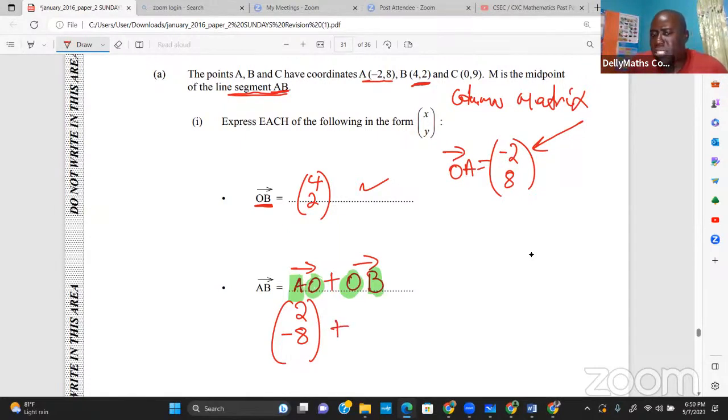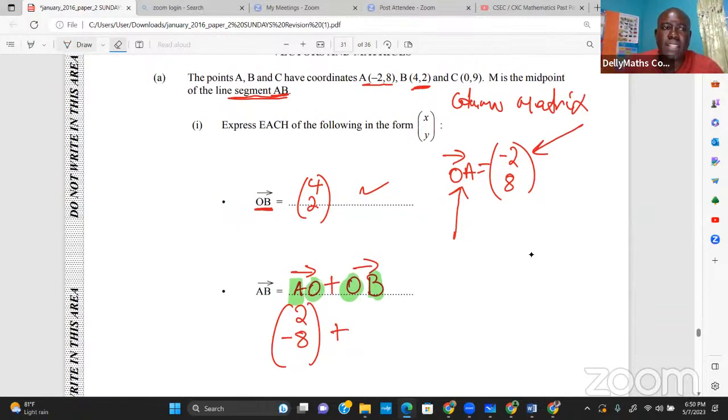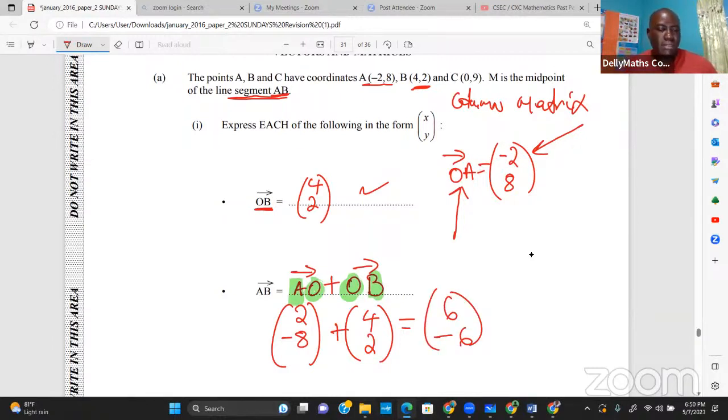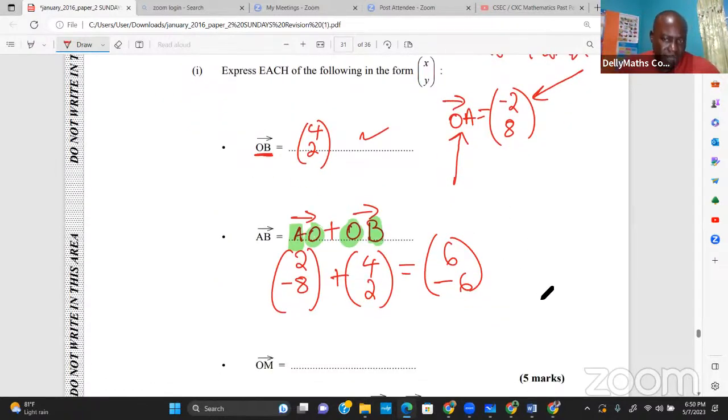Now, am I going the opposite direction for OB? No, I'm going in the same OB direction. For those who didn't see, this is OA, but I am going from A to O, inverse. So I have to change the signs of the components. OB, I'm going in the same direction, so it is (4, 2). When you put this together, you get (6, -6), and that is the vector AB. So to move from A to B, it's going to be (6, -6).